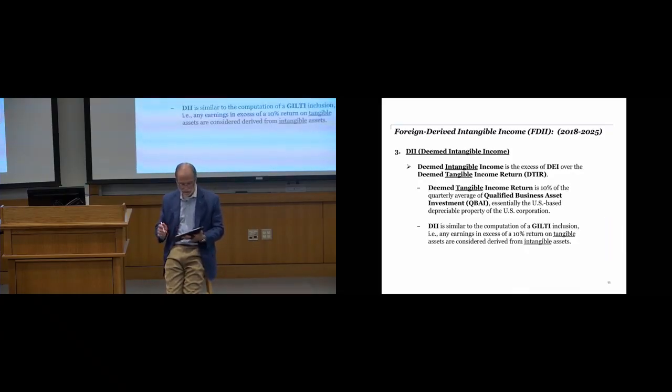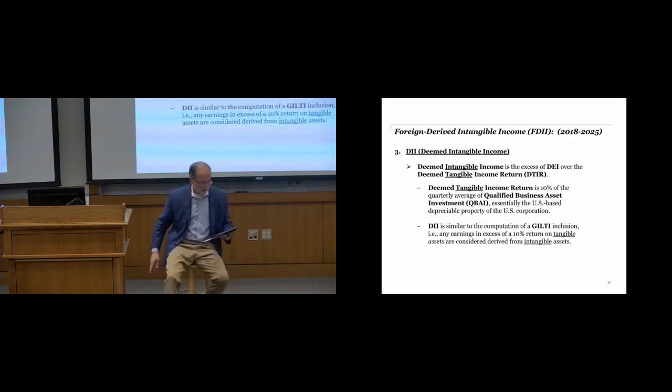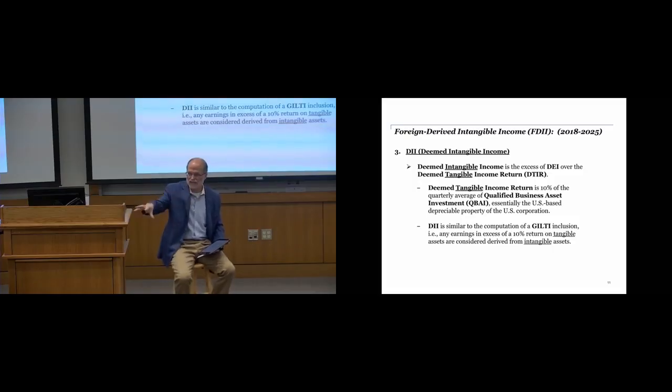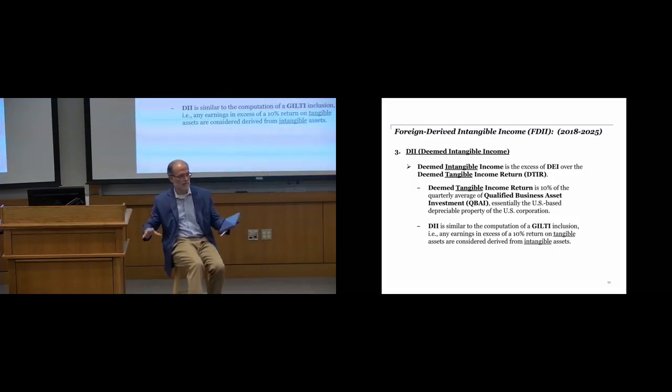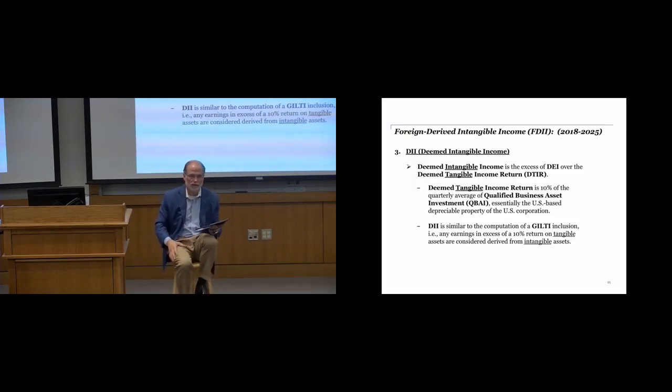calculation. Okay, so now I've done my DEI. I know what that is. So that's all income less this stuff that has a foreign kind of component to it, if you will, a foreign kind of attribute to it. Pull that out, and now I've got my DEI. Now I have to compute my DII, my deemed intangible income. That's the excess of DEI over my deemed tangible income return, and that is simply 10% of my quarterly average of qualified business asset investment, QBAI.